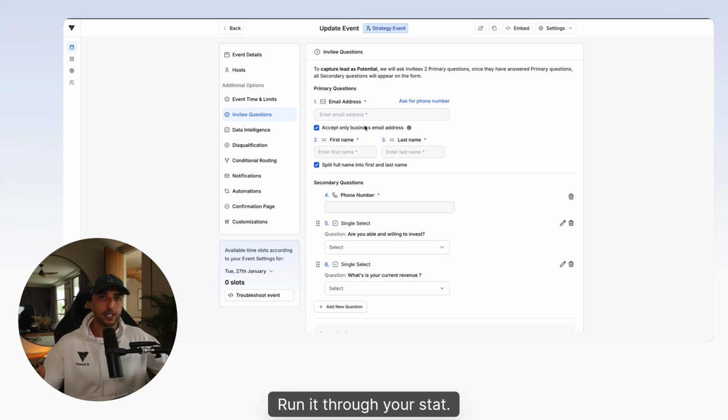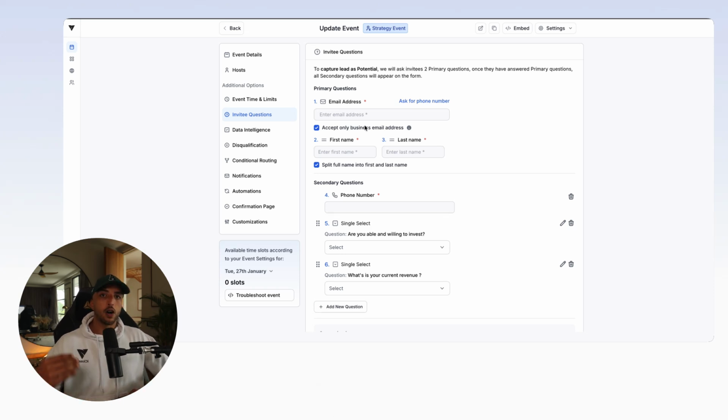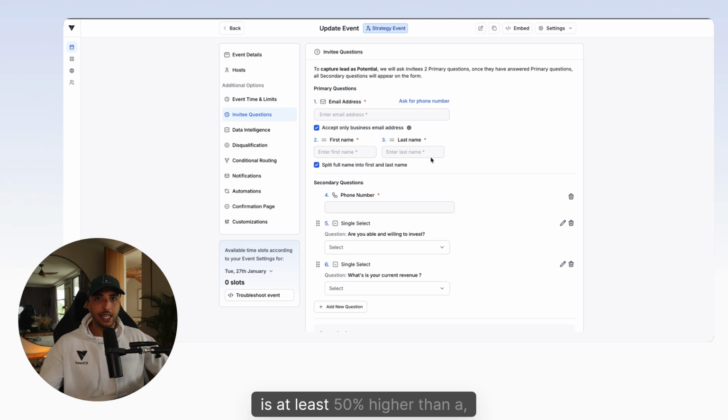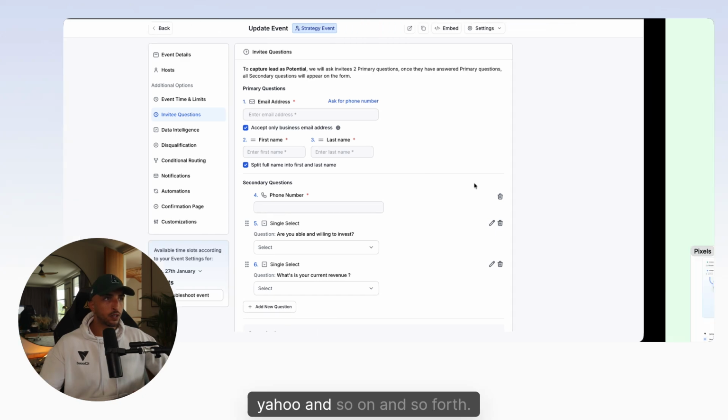Run it through your stats. If you're doing B2B, you're going to see that the revenue per call on business email only is at least 50% higher than a B2C email like gmail.com and Yahoo and so on and so forth.